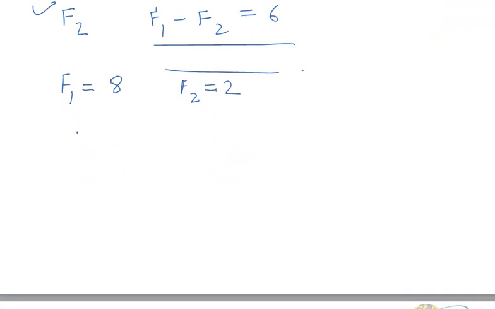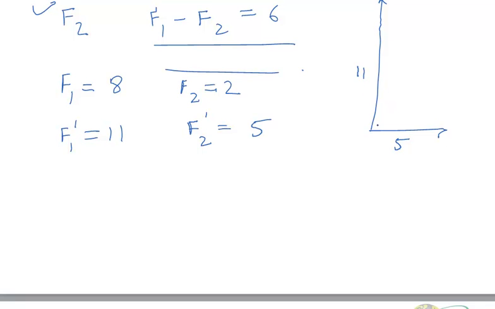Now it is given to us that if we increase these forces by 3, the new value of F1 is 8 plus 3, which is 11, and the new value of F2 dash is 2 plus 3, which is 5. But now they are acting, this is 5 and this is 11, at an angle theta equal to 90 degree. Now we have to find out the resultant.